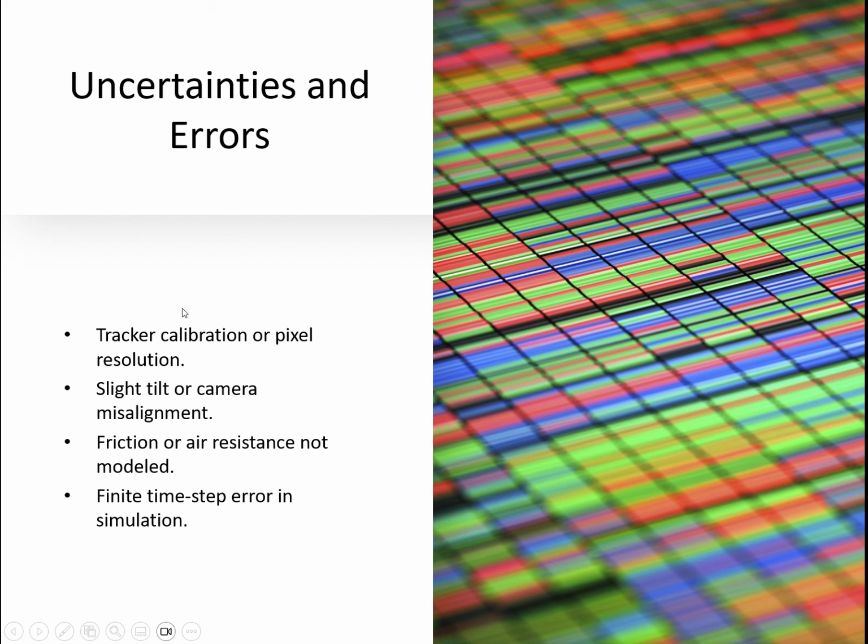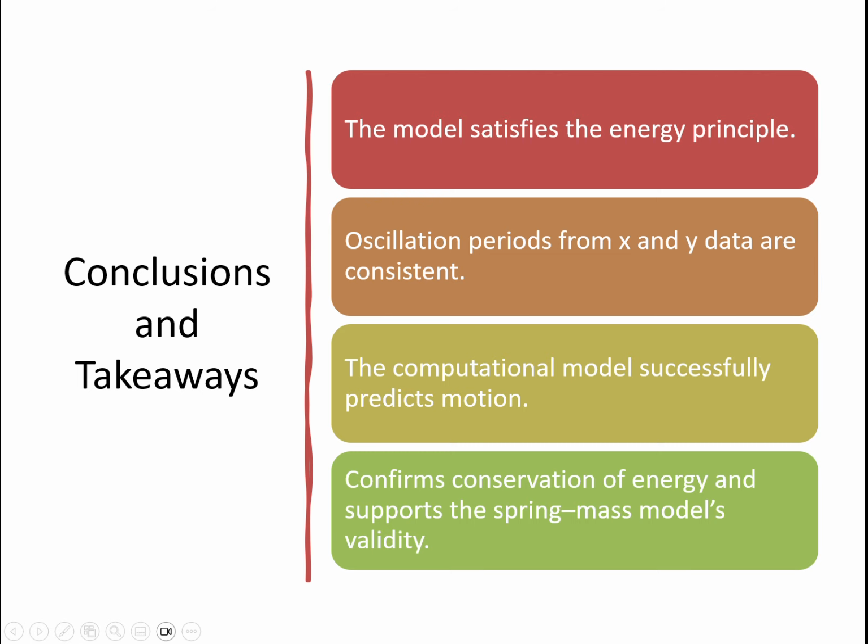So our uncertainties came from Tracker calibration, slight tilt, and friction or air resistance, which was not modeled, and just little things between the simulations. In conclusion, the energy principle was satisfied in my system. Total energy remained nearly constant over time. The X and Y period estimates were close, verifying constant oscillations, and this experiment demonstrated that computational modeling is a powerful way to visualize and verify the physics of real-world motion.